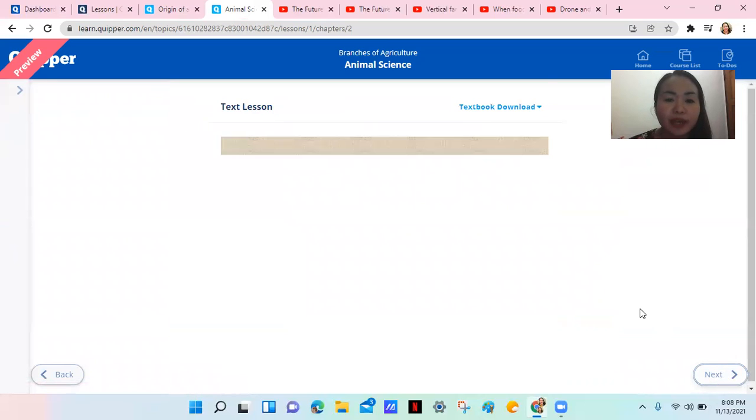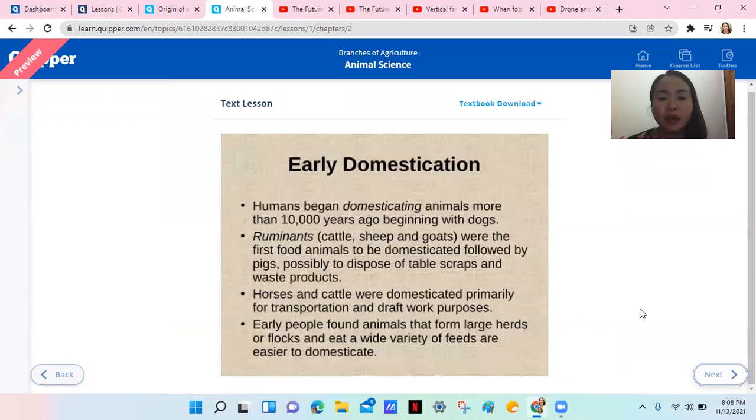For the history of animal science industry, early domestication of animals actually began, as we discussed in the previous lessons, 10,000 years ago, beginning with dogs. And ruminants that include cattle, sheep, and goats were the first food animals to be domesticated, followed by pigs, possibly to dispose of table scraps and waste products. And horses and cattle were domesticated primarily for transportation and draft work purposes.